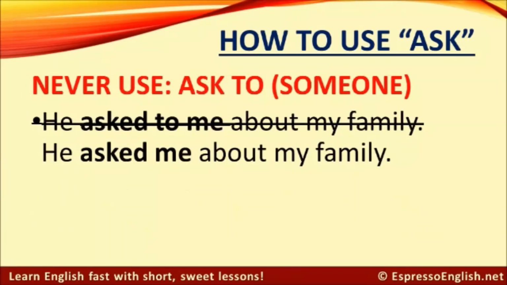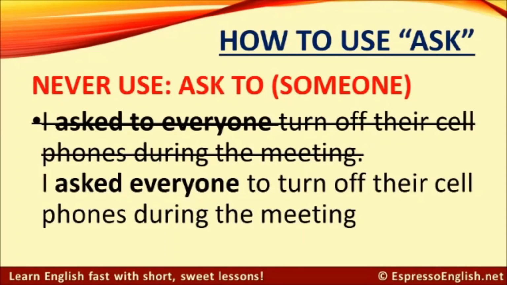Don't say, he asked to me about my family. The correct sentence is, he asked me about my family. And finally, don't say, I asked to everyone turn off their cell phones during the meeting. The correct sentence is, I asked everyone to turn off their cell phones during the meeting.